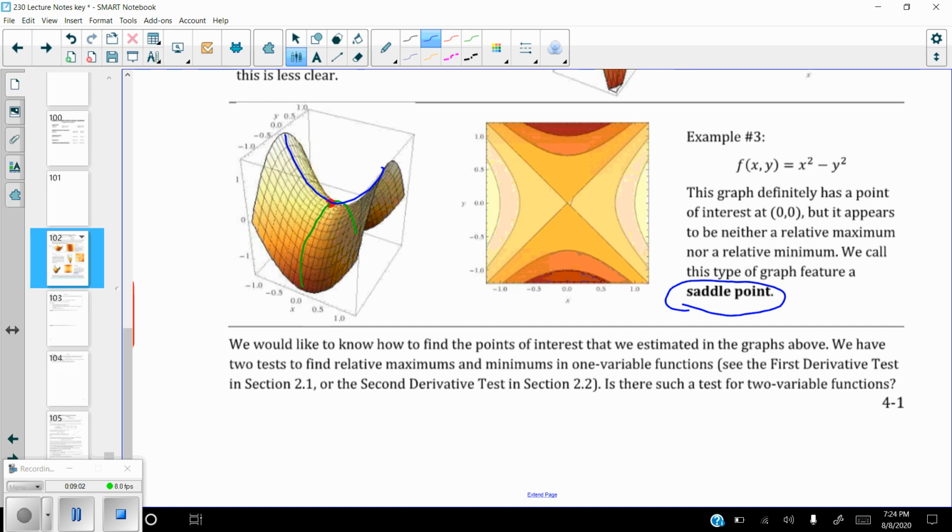We did the first derivative test, which was finding the derivative, setting it equal to 0, finding the critical values, and then testing whether it was increasing to decreasing or decreasing to increasing, and that would tell us whether we had a relative max or min.